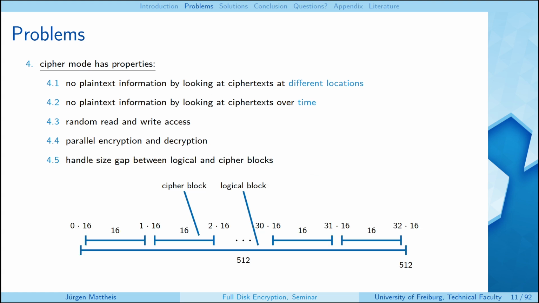Then there's another problem we have to solve, and therefore I first have to explain something. On drives, data is accessed via logical block addressing, and a logical block is the smallest unit that you can access. This logical block has a size of, for example, 512 bytes, which means that 32 16-byte AES blocks fit into it, and a proper cipher mode would have to somehow deal with this size gap.